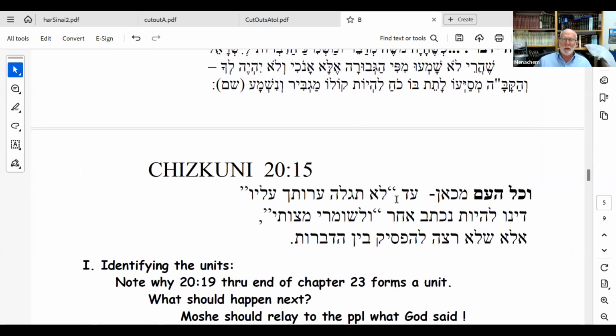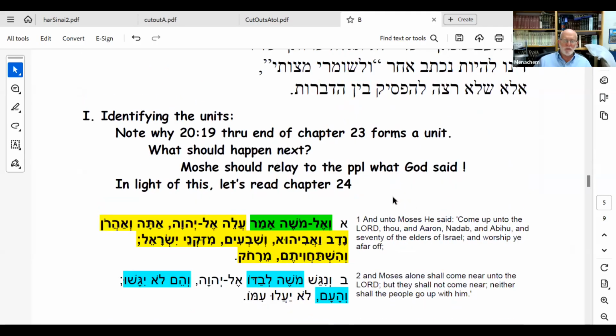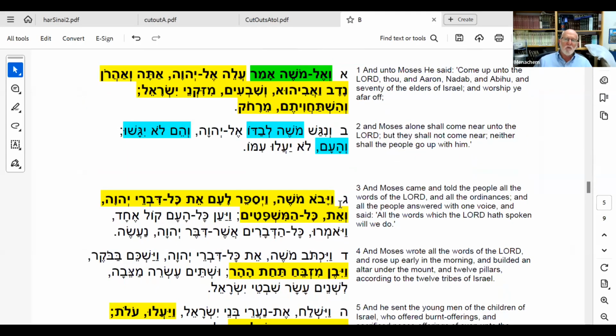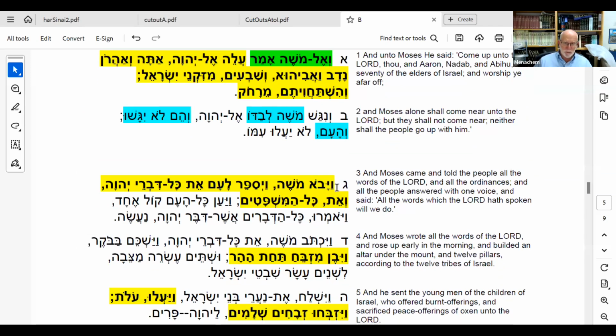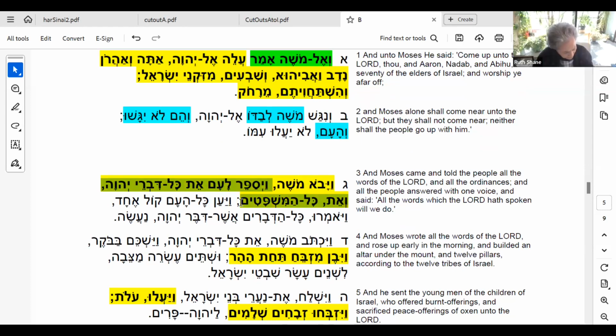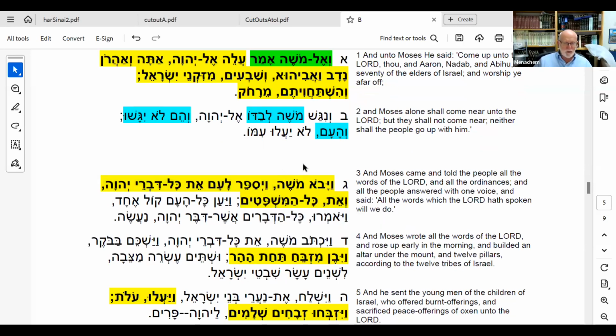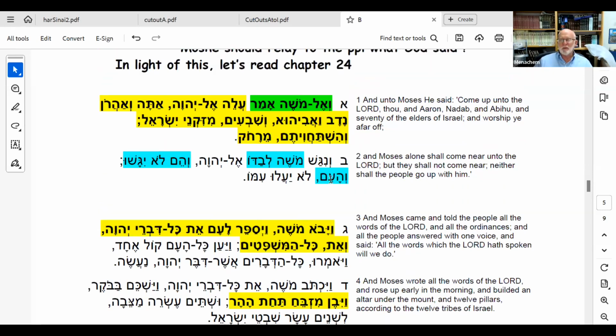Now, I'll show you the ideal pasuk, okay? In Perek Daled, when this is over, I'm going to skip pasuk Aleph and Bet. "Vayavo Moshe," see pasuk Gimel? "Vayavo Moshe, vayesaper la'am et kol divrei Hashem v'et kol ha'mishpatim." Isn't that perfect? Now, if pasuk Gimel was pasuk Aleph, we would have no problem. And pasuk Gimel should be pasuk Aleph. The problem is we have pasuk Aleph and Bet.